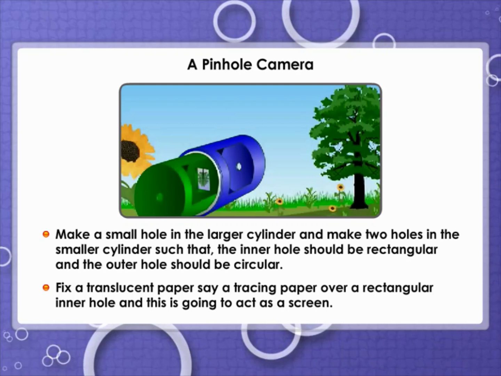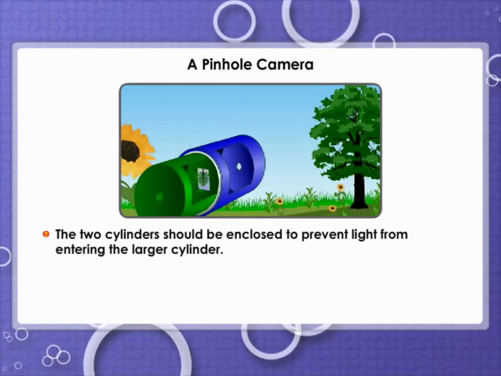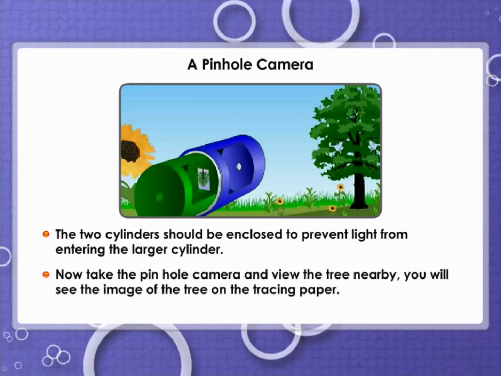Fix a translucent paper, say a tracing paper, over a rectangular inner hole, and this is going to act as a screen. The two cylinders should be enclosed to prevent light from entering the larger cylinder. Now take the pinhole camera and view the tree nearby. You will see the image of the tree on the tracing paper.